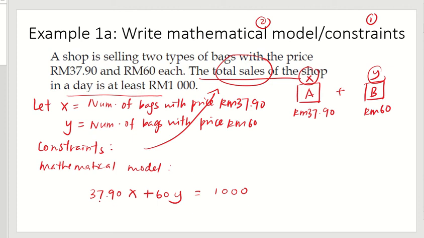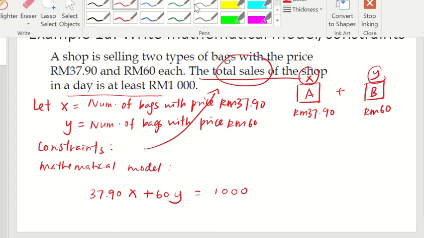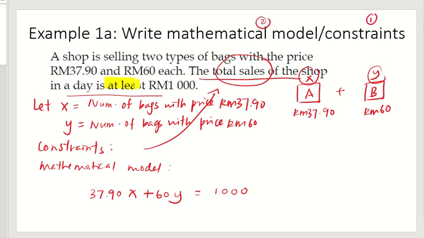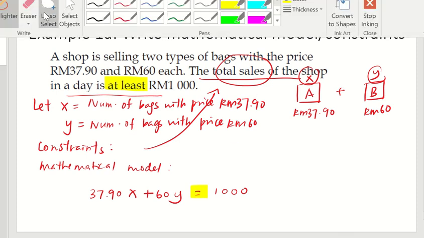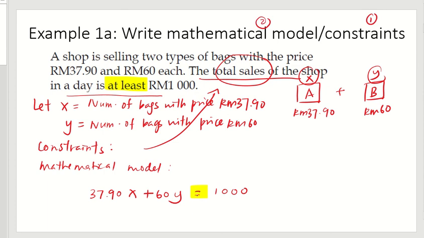Okay, so it's 37.9x plus 60y equal to 1,000. Is it correct? Is it the correct mathematical model? No, because this is not equal, right? This is unequal. So we now need to go back to this word: at least 1,000. So we cannot have equal here. So we have to change the equal here to what?